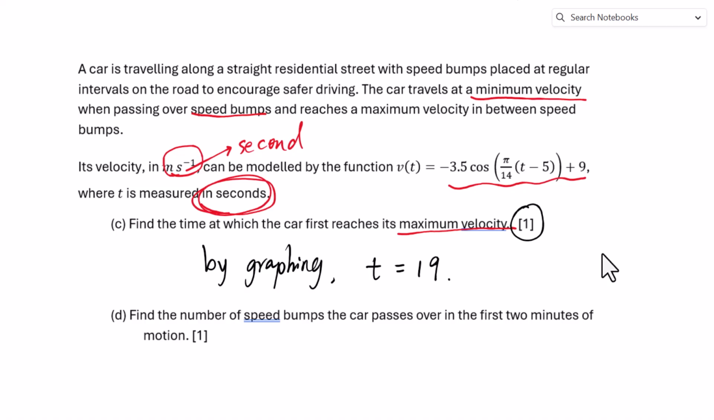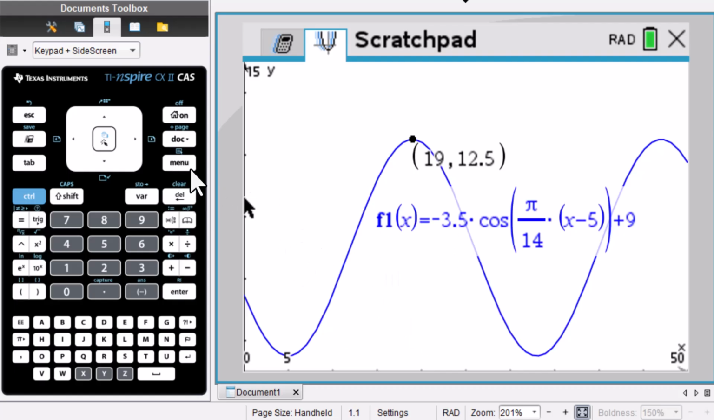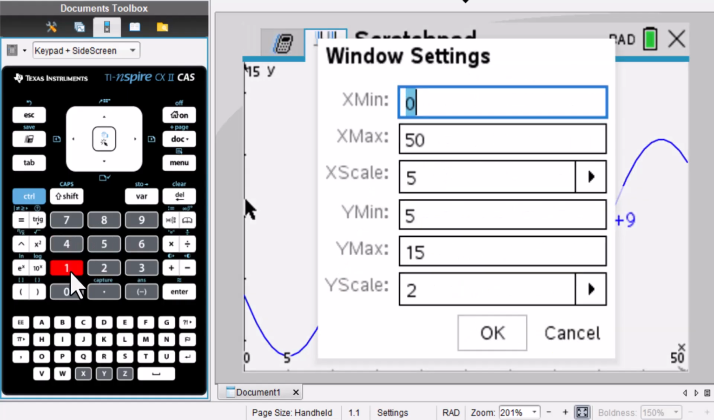Look at part D. Find the number of speed bumps the car passes over in the first 2 minutes of motion. 2 minutes means 2 times 60 seconds. Remember, t is measured in seconds. So we need to change the window. Let's go back to this graph, change the window. Menu 4, 1. X maximum is 120. X scale is 12. Then enter, enter.